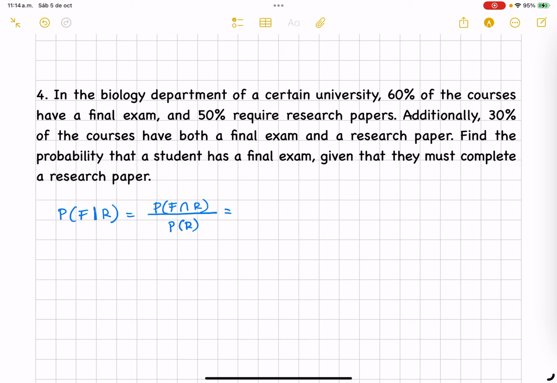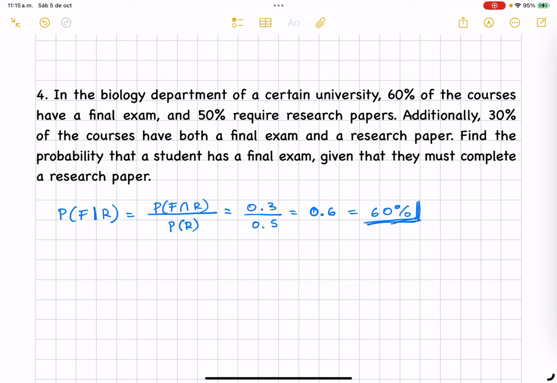The courses that require both are 30%, and those that require a research paper are 50%. So if we divide 30% by 50%, we have 60%. This means a 60% chance of having a final examination given that you did the research paper.